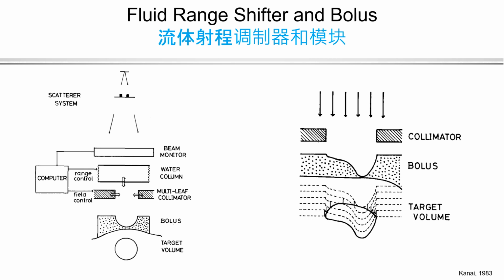During the early 1980s, before modulated scanning became available, the Japanese proposed combining a scattering system, a fluid range shifter, a multi-leaf collimator, and a bolus to conform the dose distribution to the target volume. The picture on the right shows ISO range curves where the distal 90% dose would be located for each of the individual range shifter steps.